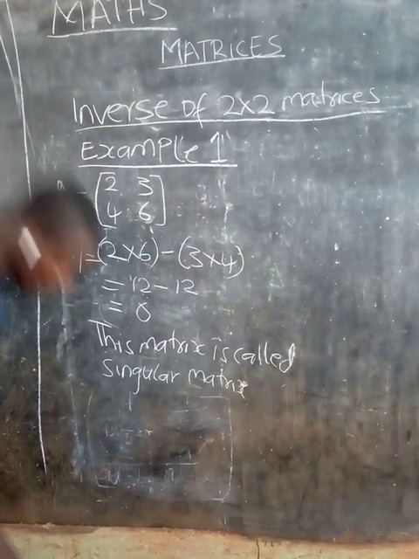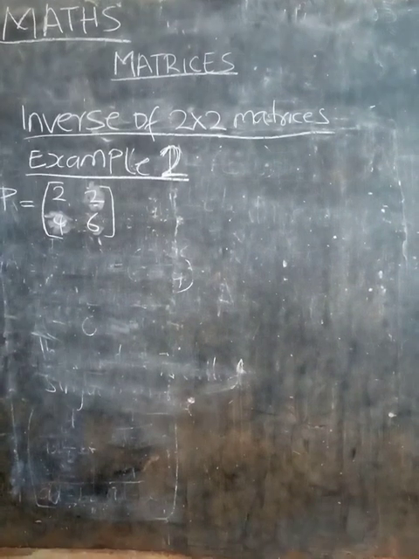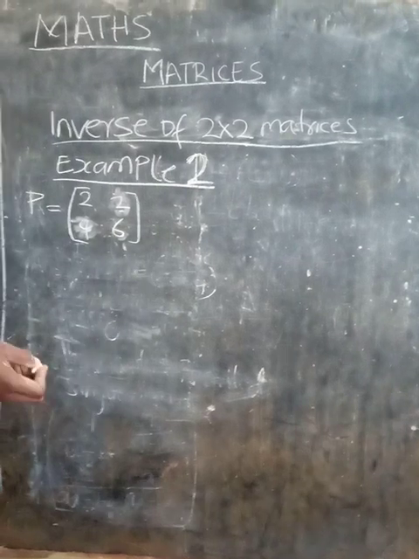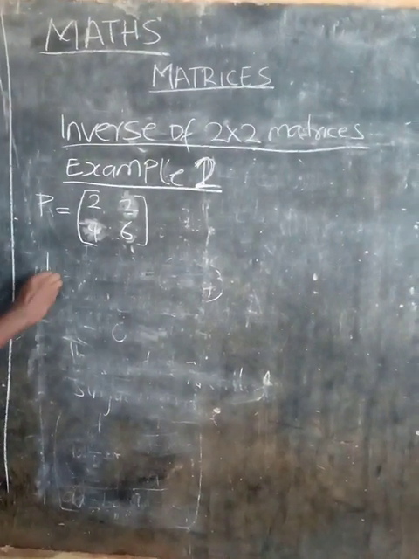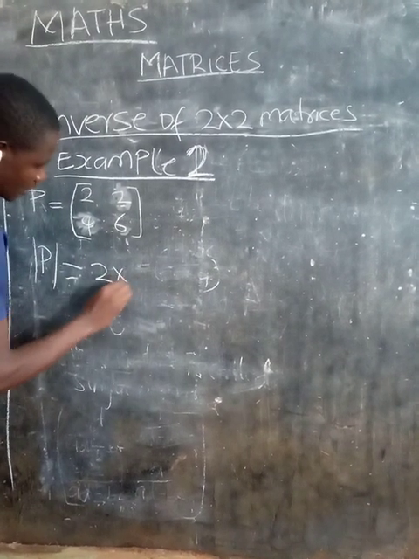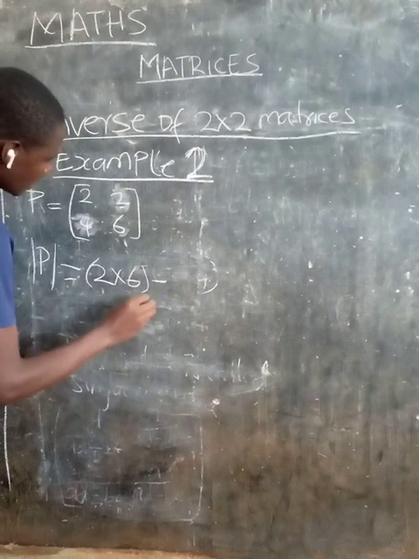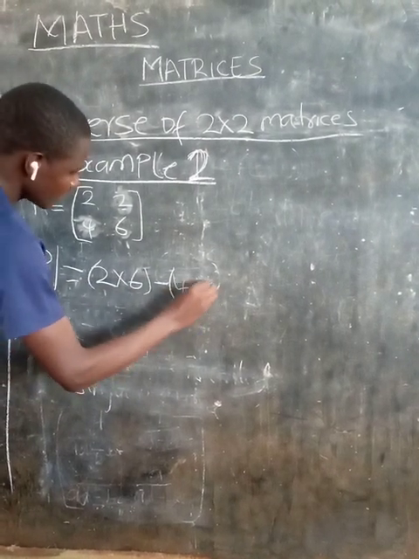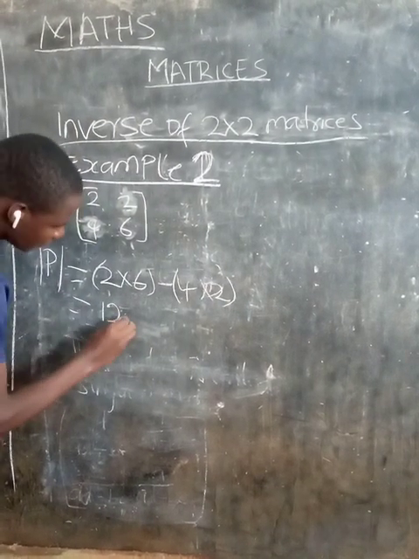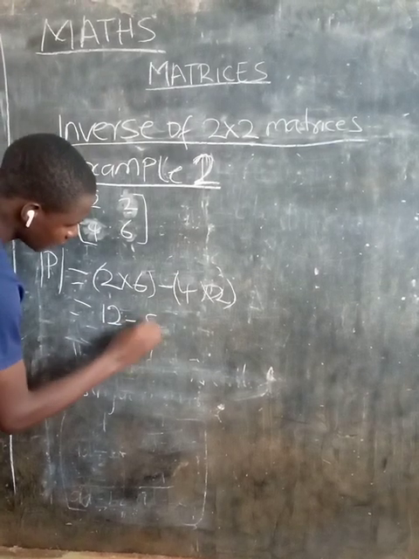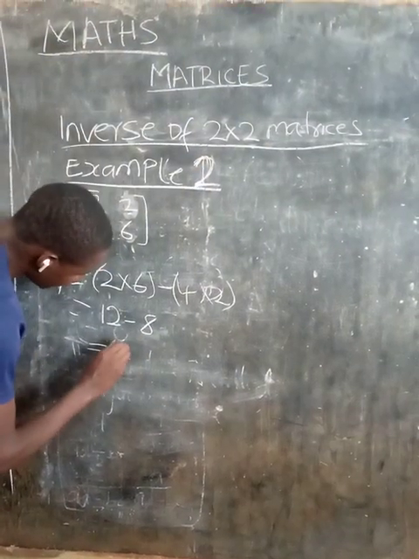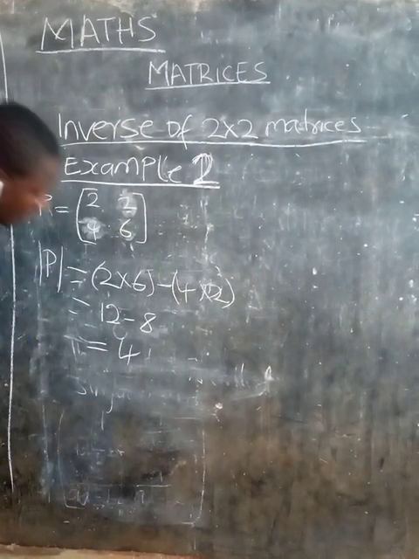Let's proceed to the next example. Example 2: matrix P is equal to 2, 2, 4, 6. So finding the determinant of P is equal to 2 times 6 minus 4 times 2. That will be equal to 12 minus 8. What is 12 minus 8? That is equal to 4. That is our determinant.